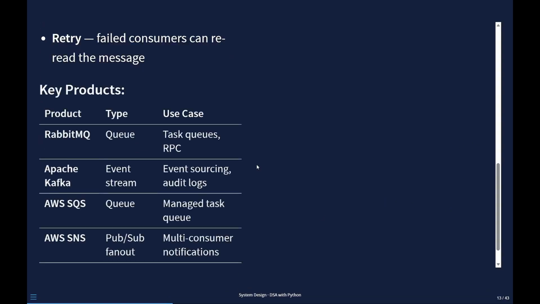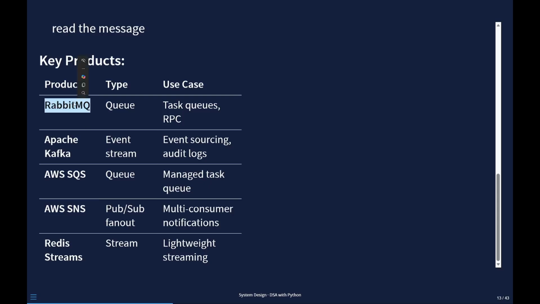Click the key products. RabbitMQ for traditional task queues and request-reply patterns. Apache Kafka for high-throughput event streaming, event sourcing, audit logs. AWS SQS for managed queues in AWS ecosystems. AWS SNS for fan-out pub/sub, one message to many subscribers. Redis Streams for lightweight streaming without the Kafka overhead.